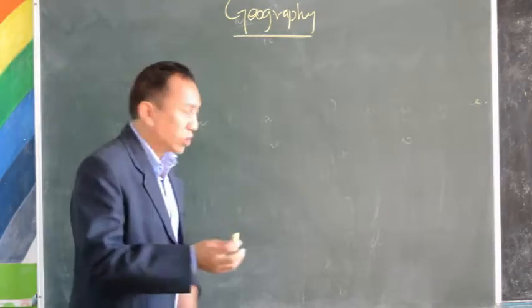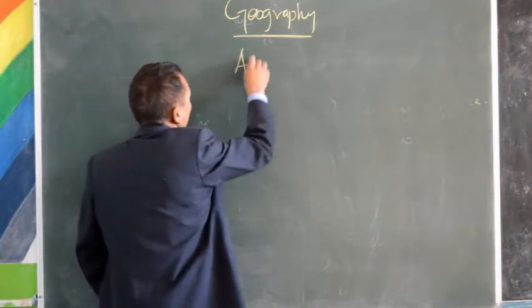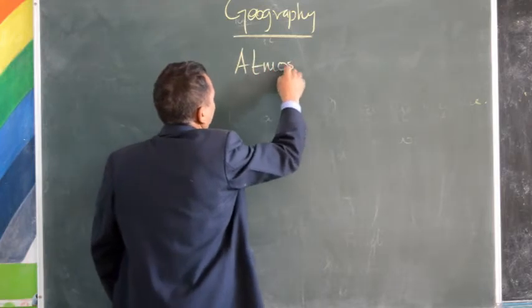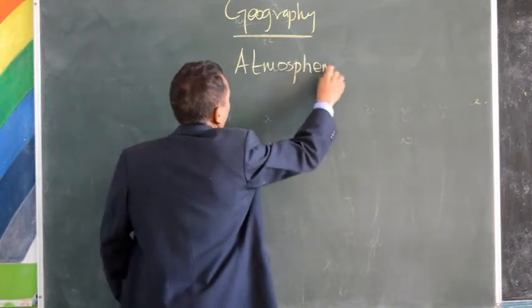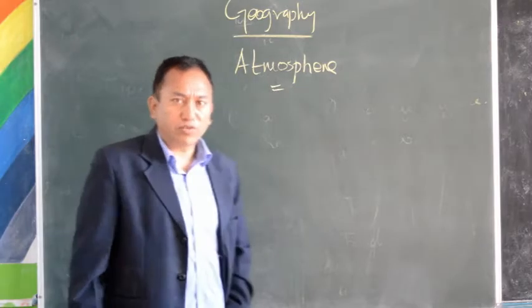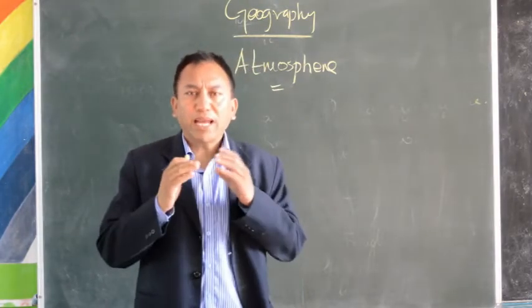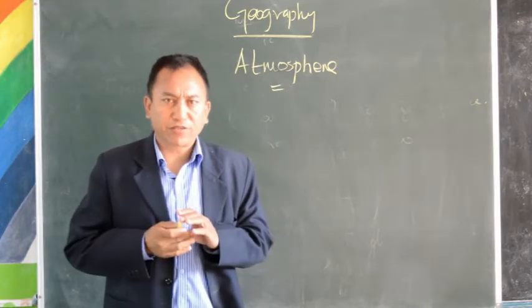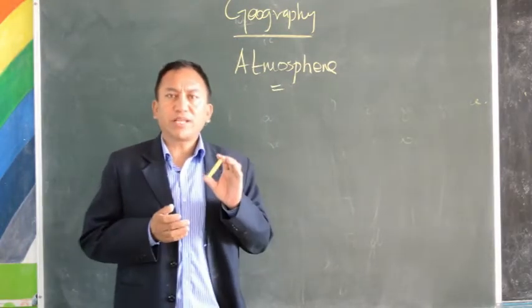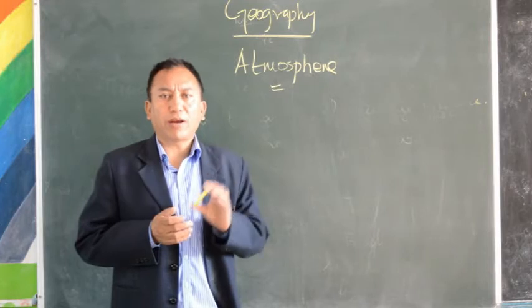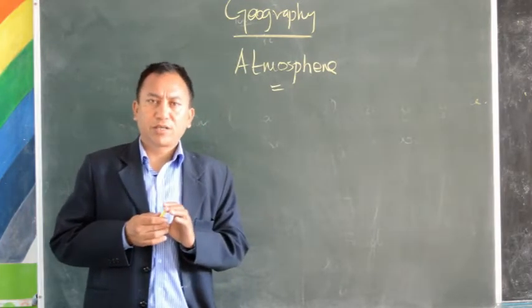So today we do a new chapter, that is atmosphere. What is atmosphere? Now, atmosphere is basically, in very simple terms, the blanket of air that surrounds the Earth's surface.